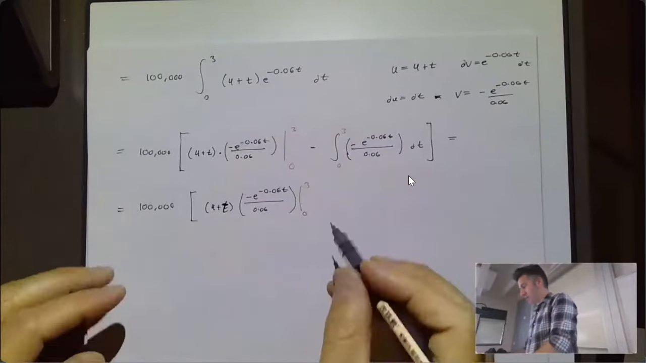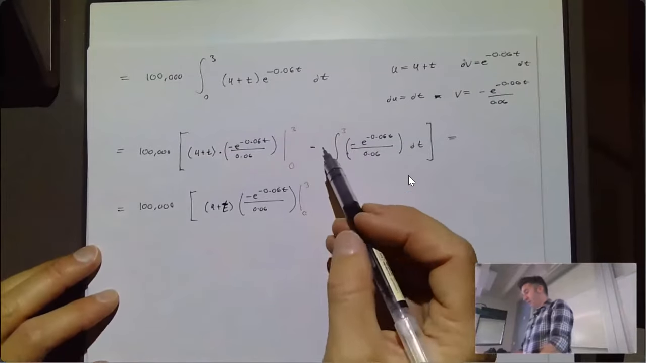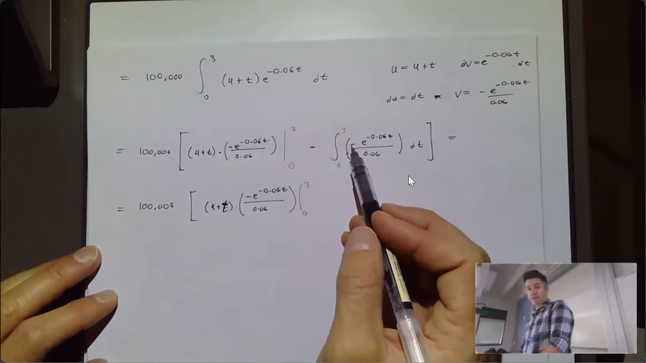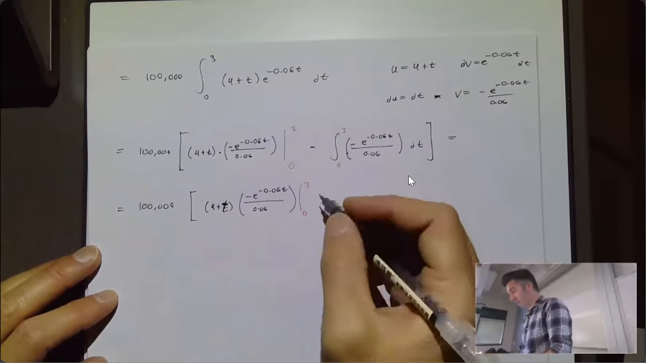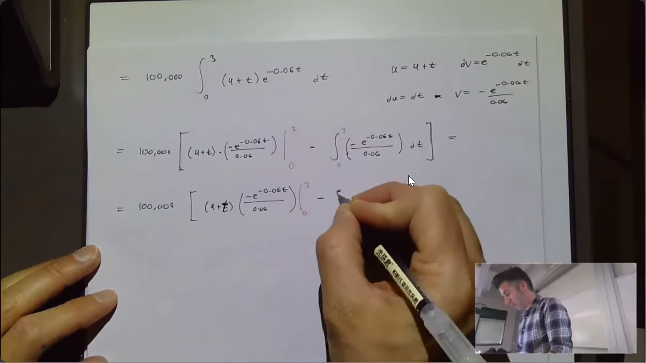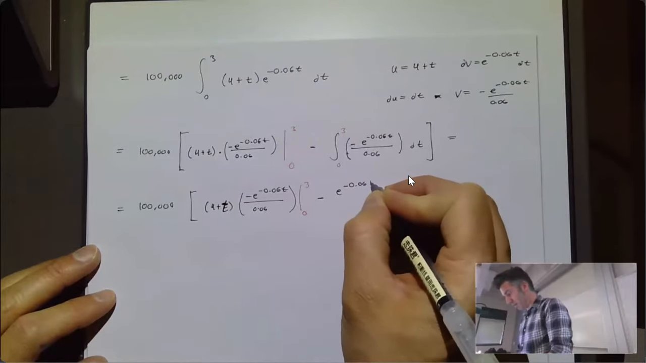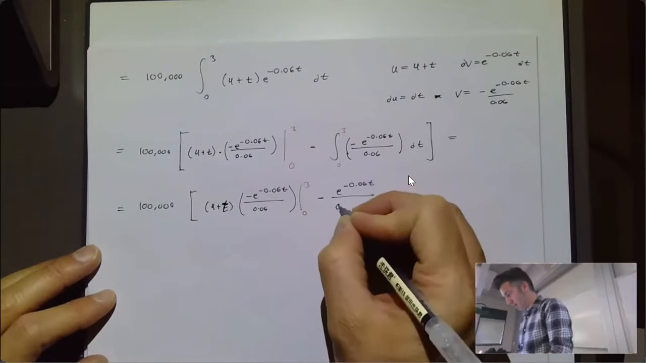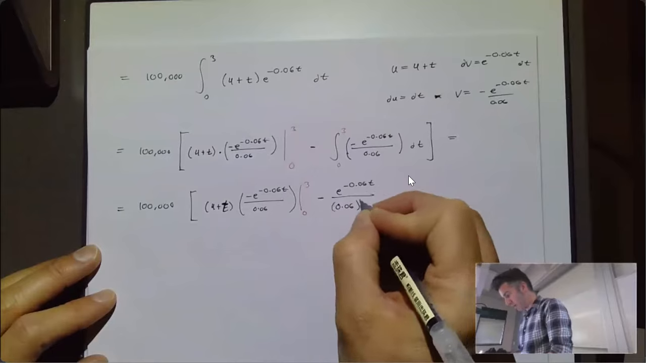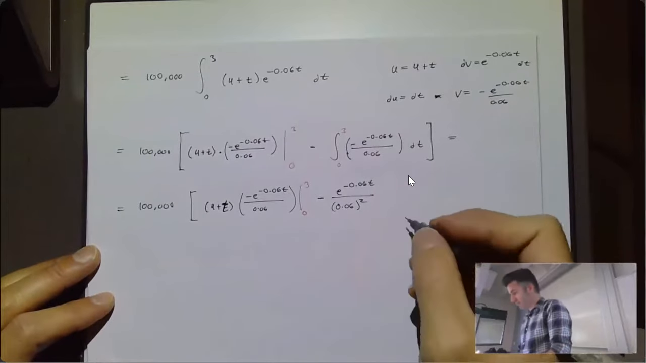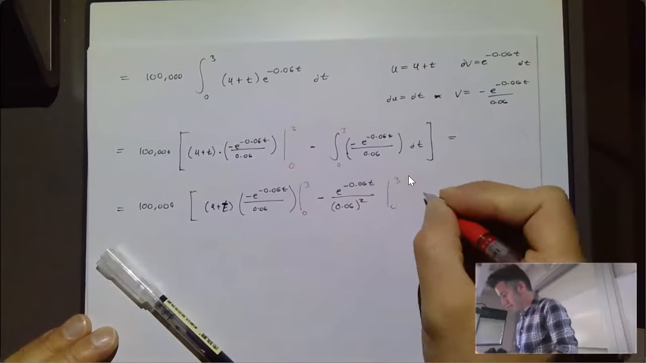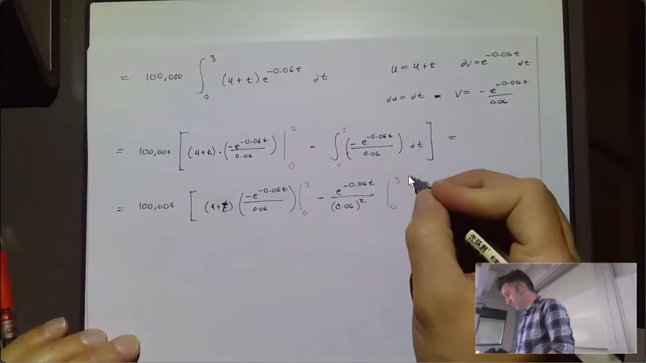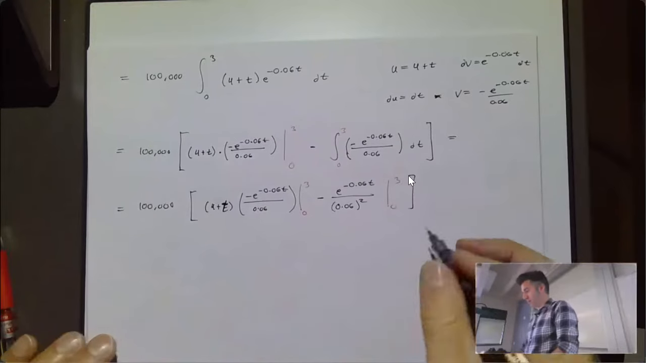And then doing this here, so we have a minus and minus, which is plus, but then we're going to do the integral of e to the minus 0.06, so we're going to divide by another minus. So it's going to be overall a negative e to the negative 0.06 t divided by 0.06 twice, or squared, also from 0 to 3. And now we're going to plug in.